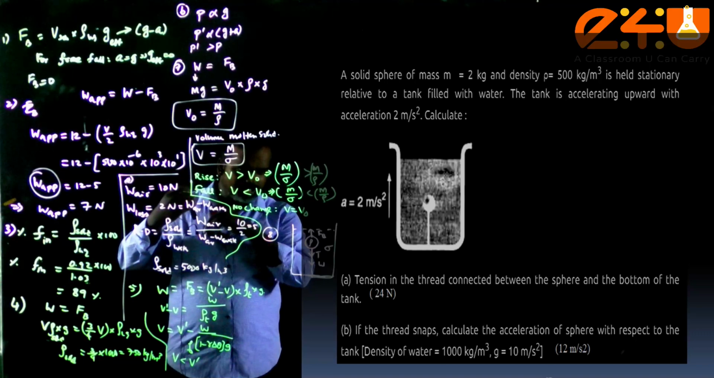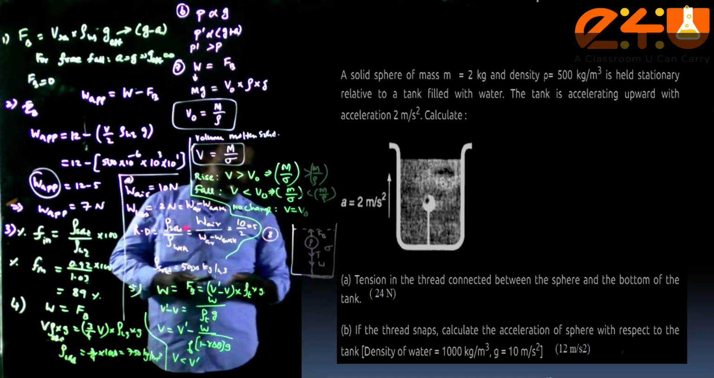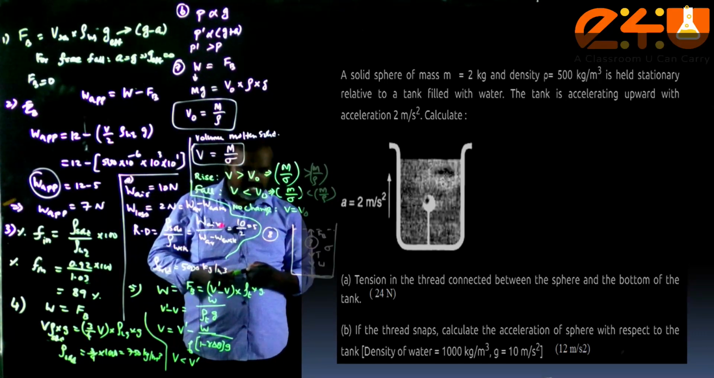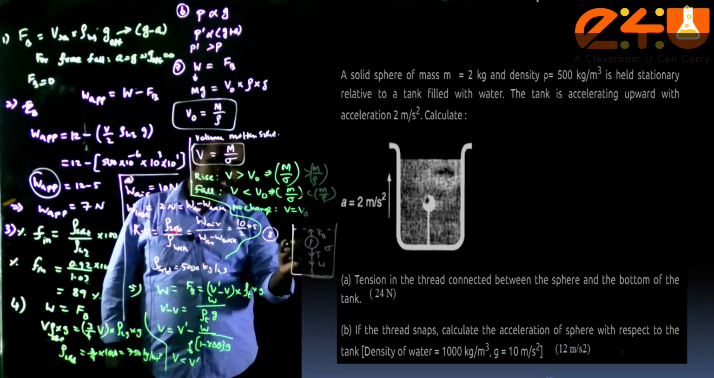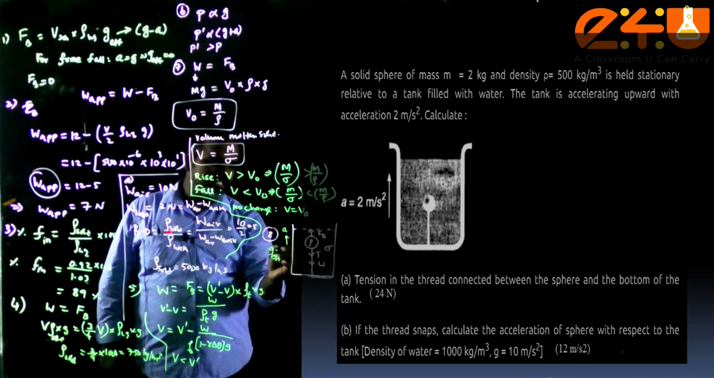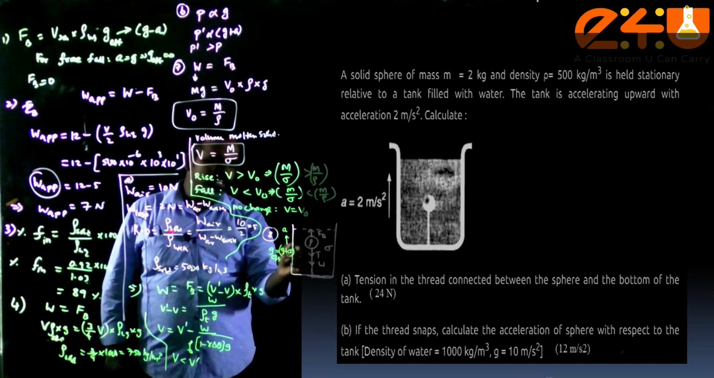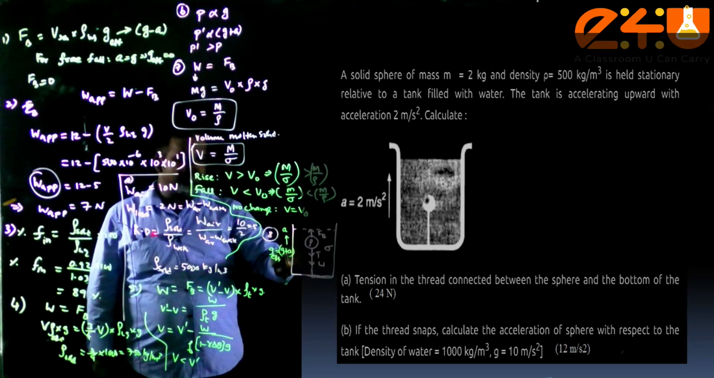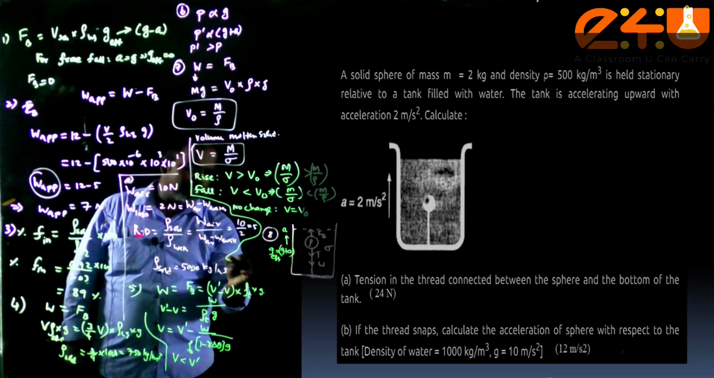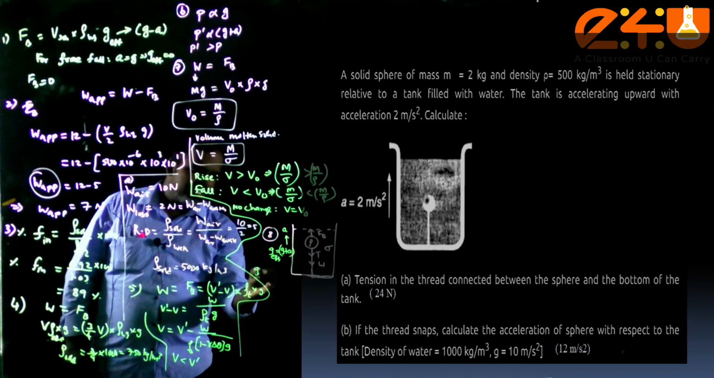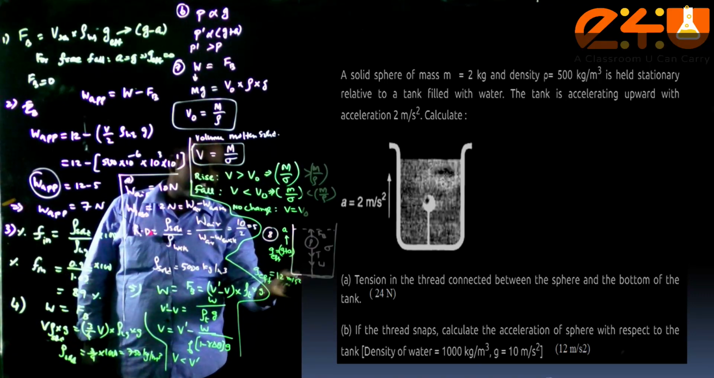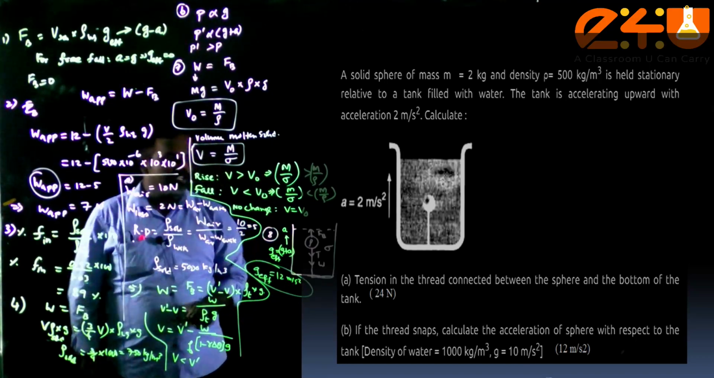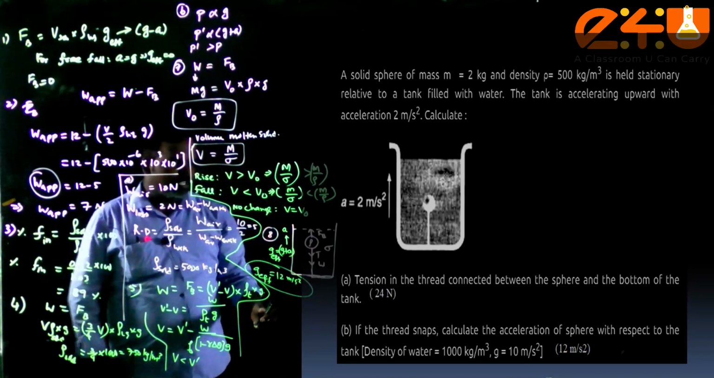Now please come to the discussion. Case 1: what is the tension in the thread connected there? Using the G effective concept, the system is accelerated upward, so G effective is G plus A. When the system is accelerated upward, G effective is G plus A. Therefore G effective in this case is 10 plus 2, 12 meter per second square.